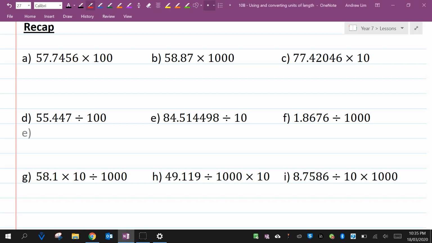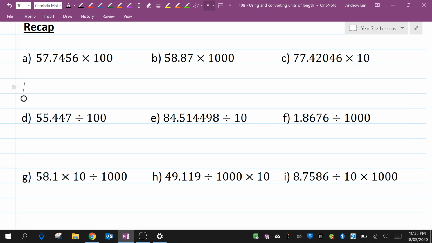Okay, so in this video we're going to be looking at how to use and convert different units of length. But in order to do that, it's very important for us to be able to multiply and divide by 10, 100, or 1000. And so here I've got 9 different recap questions to help us practice. I'm going to go through question A and D with you so you can see what we need to do when we multiply a decimal by 10, 100, or 1000.